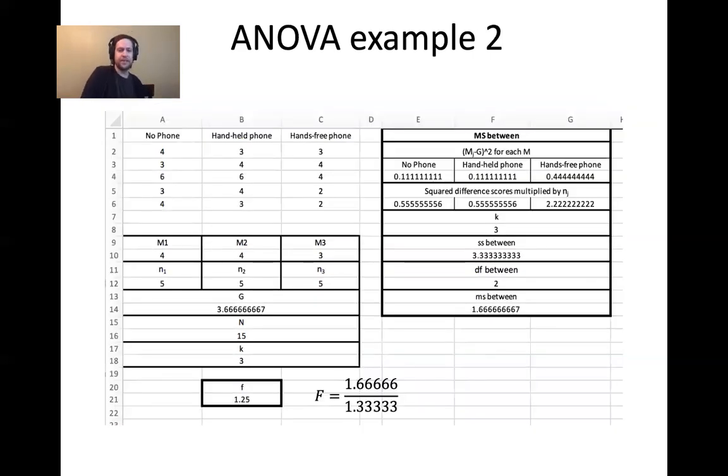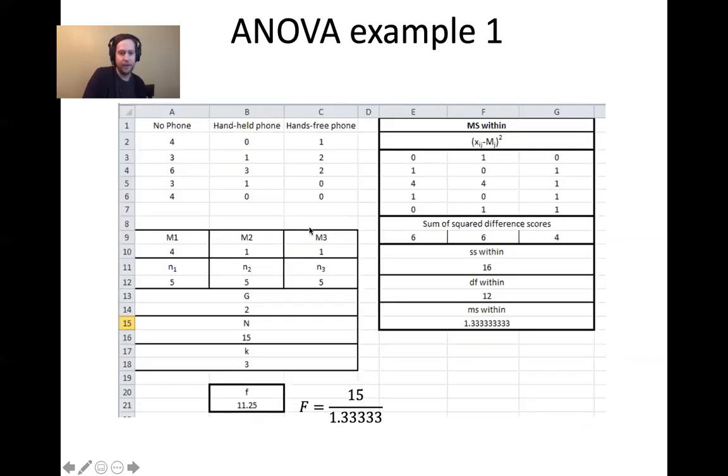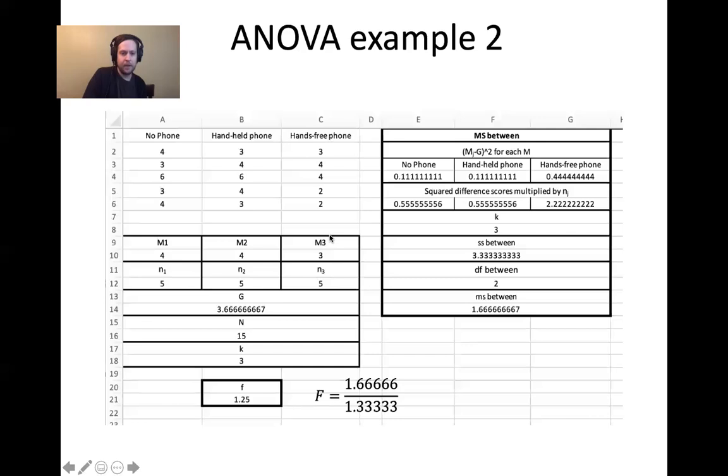And so this is example 2 now. Please note that the sample means have changed. The no phone condition is the same, the sample mean is still 4. But now the mean for the handheld phone condition is 4. It's gone up by 3. And the mean of the hands-free condition has gone up by 2. It's now 3. So it used to be 4, 1, and 1. Now it's 4, 4, and 3.